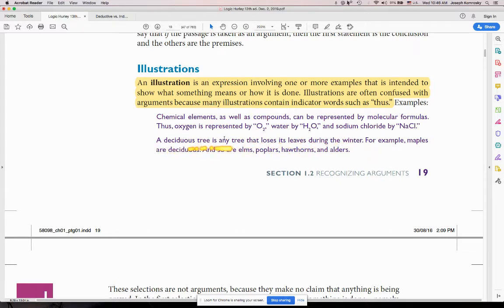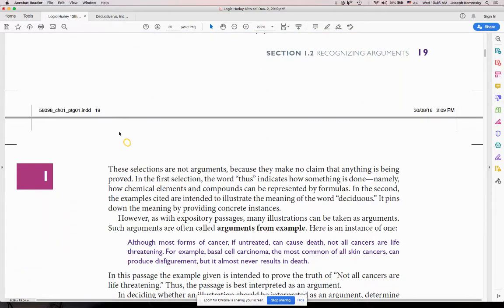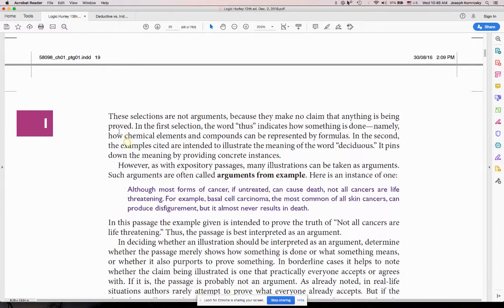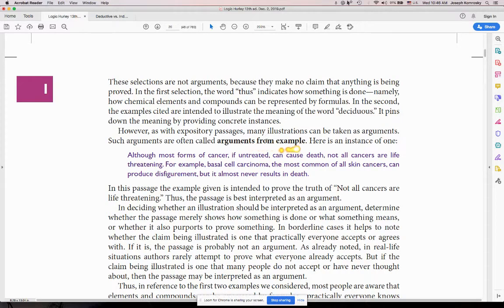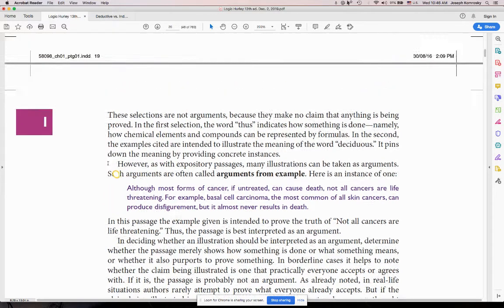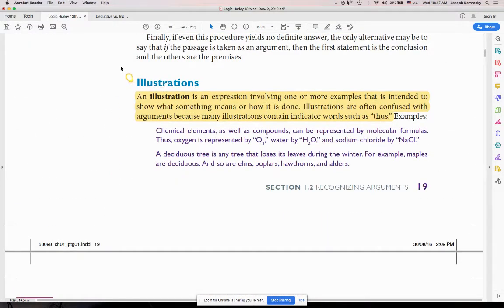Like, what does it mean for this kind of tree to lose its leaves? Well, he's going to give you an example. Or what kind of trees do that? I'll illustrate. Maples do it. Elms do it. Poplars do it. Alders. So, yeah. And then he says arguments from examples. So he'll give you an example of these. But again, you can look at Hurley's examples of illustrations. They're not arguments. They're illustrations.